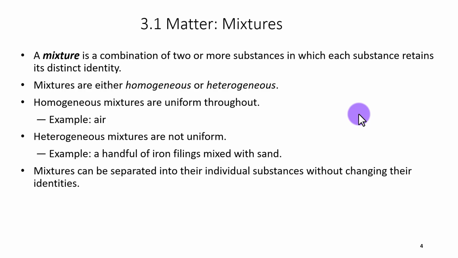Mixtures then can be separated into individual substances without changing their identities. So just as when I'm making a mixture, I don't change their identities, when I separate the parts of the mixture, I still retain their identity. For example, if I want to separate the iron filings from the sand, all I have to do is take a magnet and I get all the iron separated from the sand, because iron is magnetic and sand isn't.